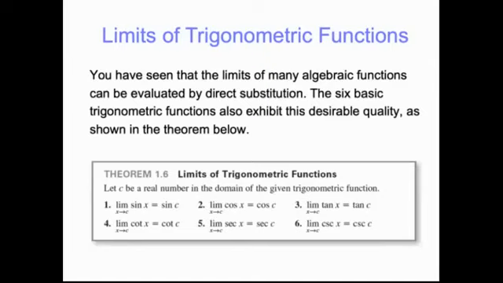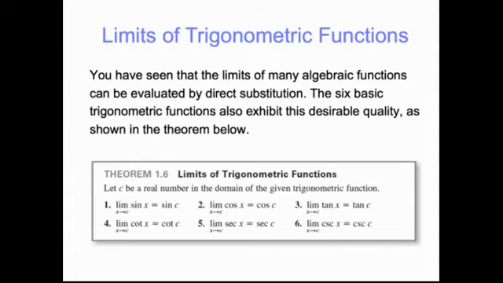Now let's look at limits of trigonometric functions. You've seen that the limits of many algebraic functions can be evaluated by direct substitution. The 6 basic trigonometric functions also exhibit this desirable quality, as shown in the theorem below. For Theorem 1.6, we're told to let c be a real number in the domain of the given trigonometric function.